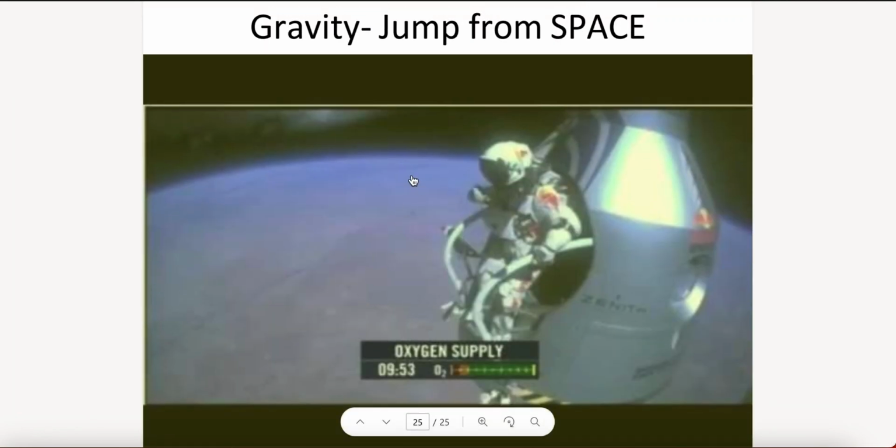As you can see, gravity also acts when you jump from space. Here it says the oxygen supply. It's known as gravity when you jump from space because you're going up and down.